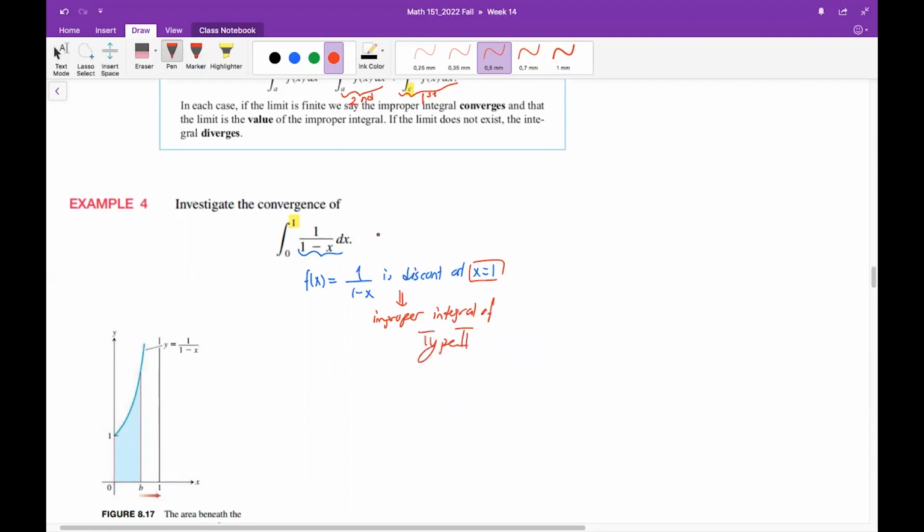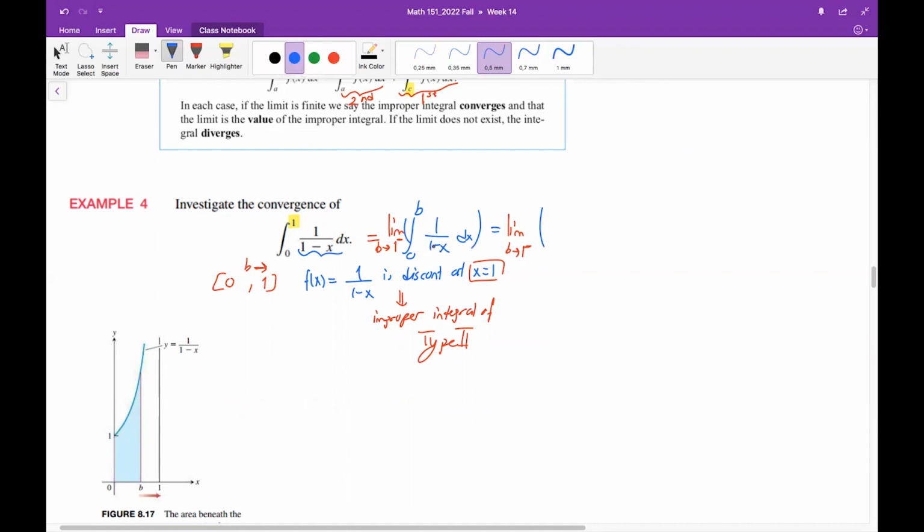Okay, how to fix it? Of course, you need to put some variable for the point 1 there. So let's put b. Whatever variable you choose, you can choose any variable you like, and then you need to send b to the point 1 from the inside of your interval. So we are approaching 1 from the left. That's why I need to put this one-sided limit here. So the rest is just computing this usual integral. The lower bound was 0. Okay, so what do we have? We have the limit as b goes to 1 from the left.